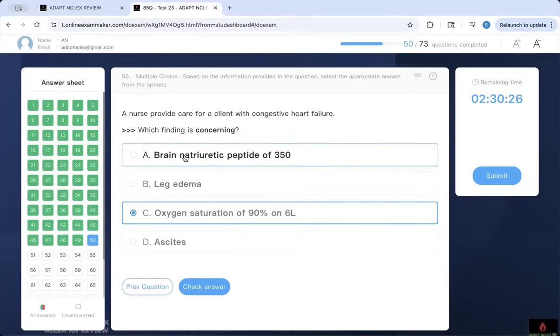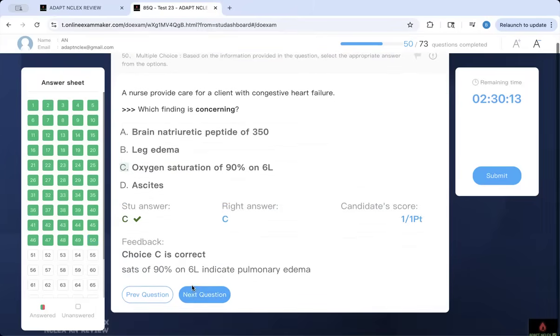BNP greater than 100 is what? CHF. That's the definition. 350, fine. Edema, expecting CHF. Ascites, expecting CHF. Respiratory complication, priority.